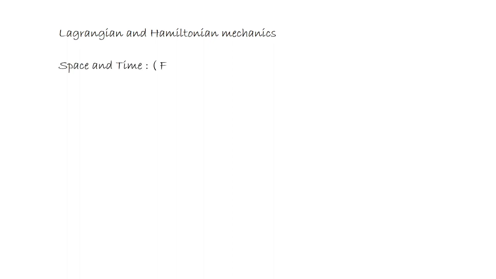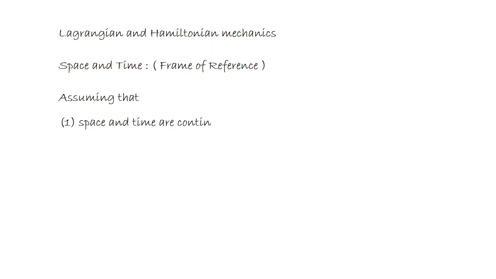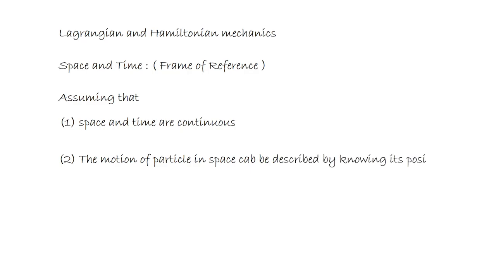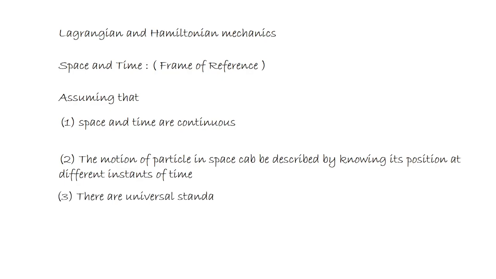Here is the space and time or frame of reference. There are three assumptions on that. One is space and time are continuous. Another one is the motion of a particle in space can be described by knowing its position at different instants of time. Third one is there are universal standards of length and time.